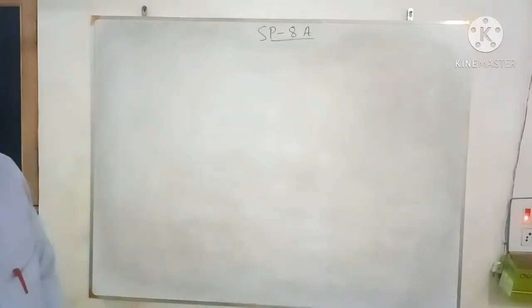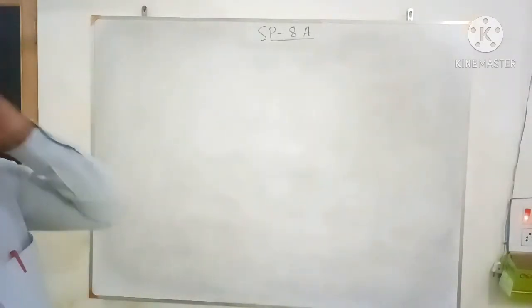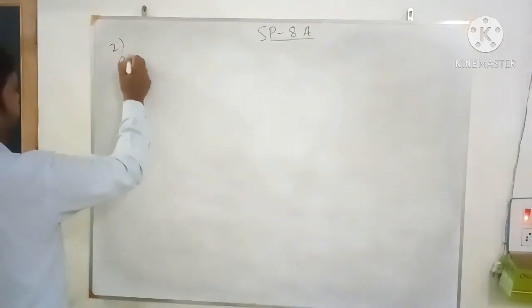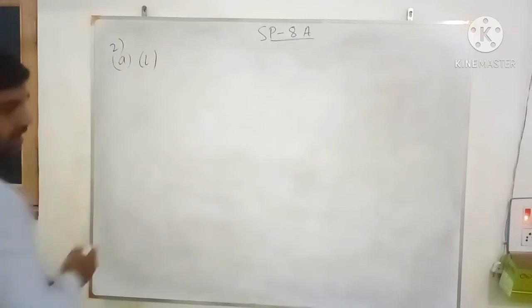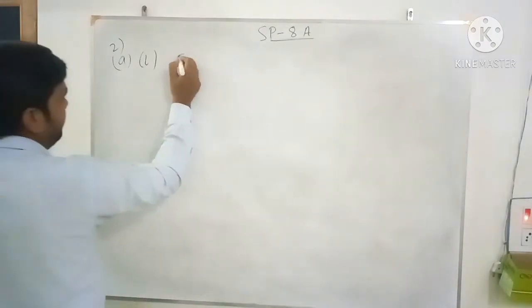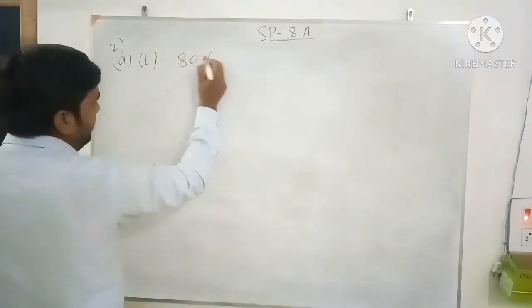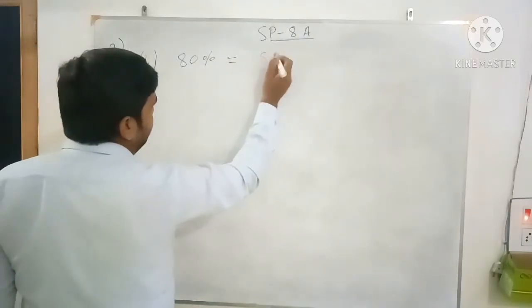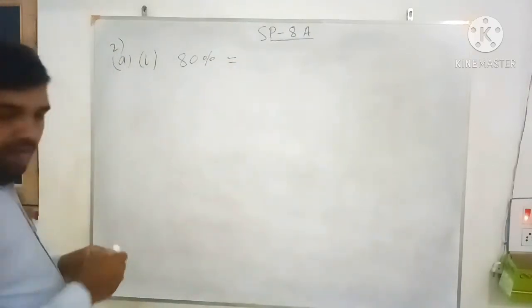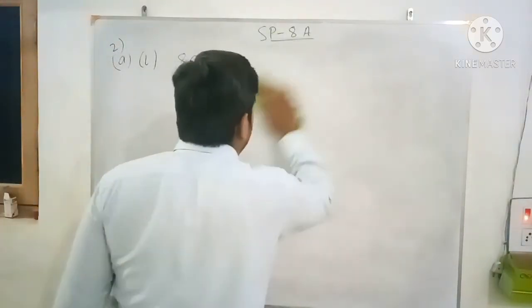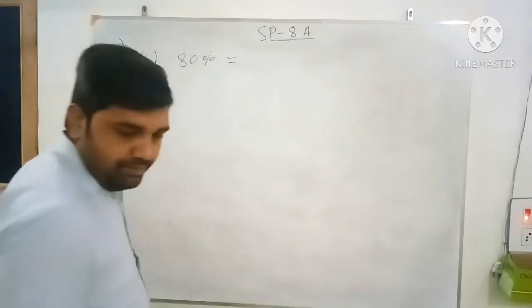Now see the second question. Second A, express as a fraction in its simplest form. Here the percentage given is 80%, and we have to express this as a fraction. So 80% can be written as 80 by 100. Percent means by 100.